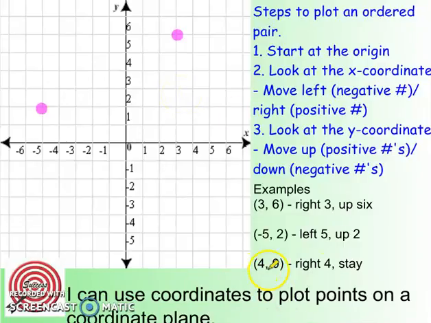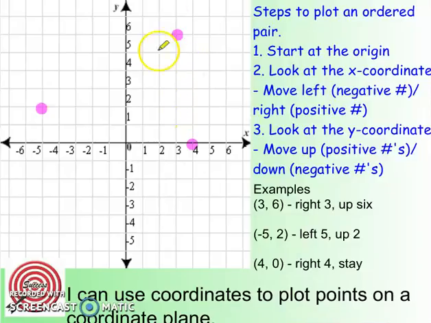Our last one is (4, 0). Now 4, start at the beginning, we go to the right 4. Now notice the y-coordinate is 0. And that means I'm not going to be moving on the y-axis at all. I am just going to put a point of where I was. So this would be (4, 0).